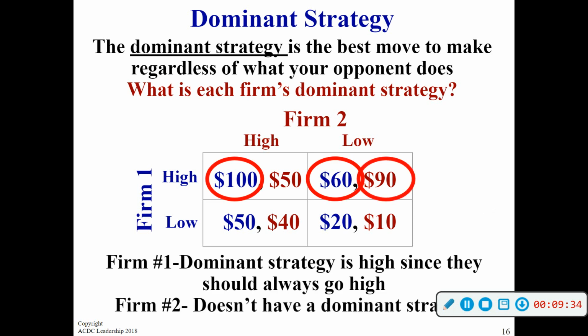And it circles it for me. How convenient is that? So, anyways, firm 1's dominant strategy is to price high. So we can see those two there again. Here, dominant strategy does not exist.